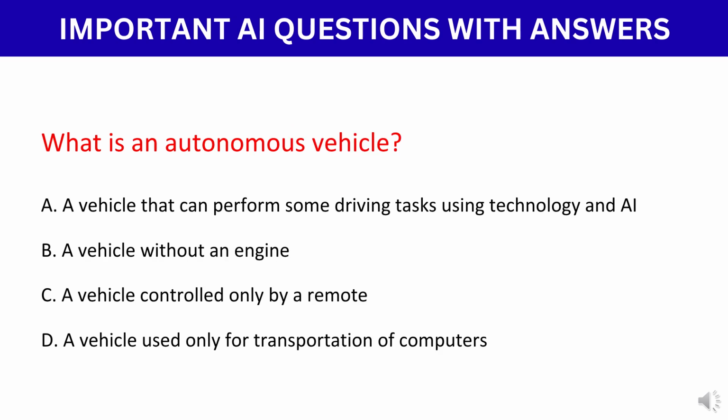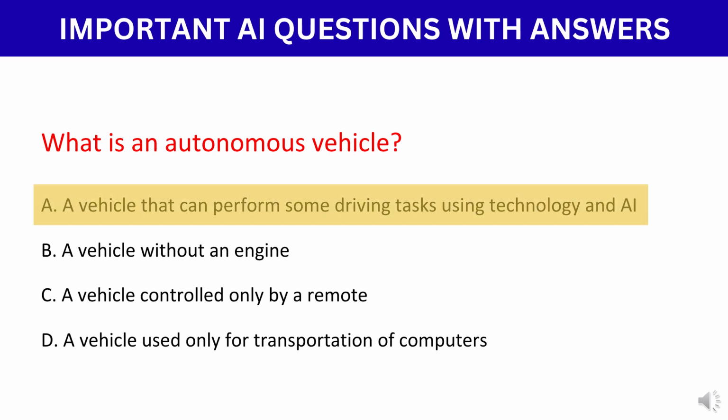Question number 27. What is an autonomous vehicle? Option A. A vehicle that can perform some driving tasks using technology and AI. Option B. A vehicle without an engine. Option C. A vehicle controlled only by a remote. Option D. A vehicle used only for transportation of computers. The correct answer is option A. A vehicle that can perform some driving tasks using technology and AI.